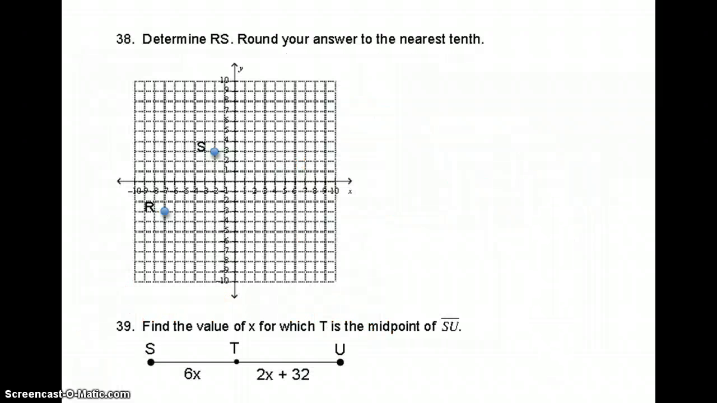38. Determine RS. Round your answer to the nearest tenth. Okay, we want to find the length of RS from here to there. Two ways we could do this. I haven't got enough time. Let me go ahead and do it the long way. Let's do the distance formula and see if we remember that. See if you can say it before I write it down. D equals the square root of (x2 minus x1) squared plus (y2 minus y1) squared.